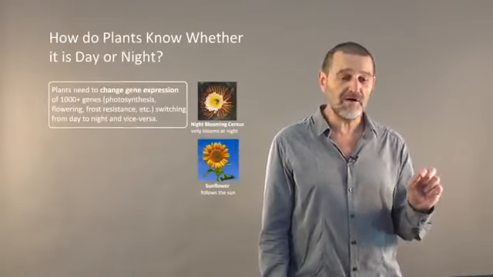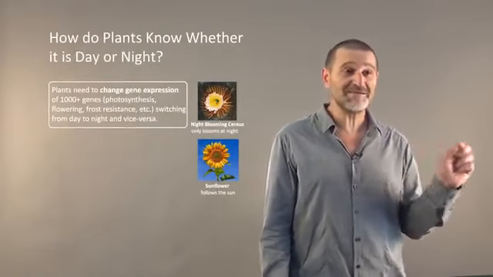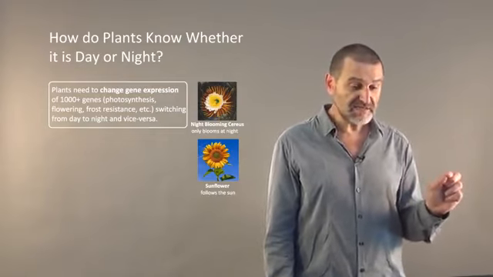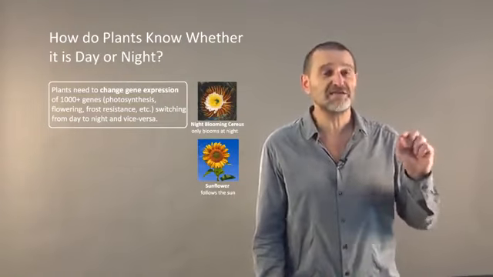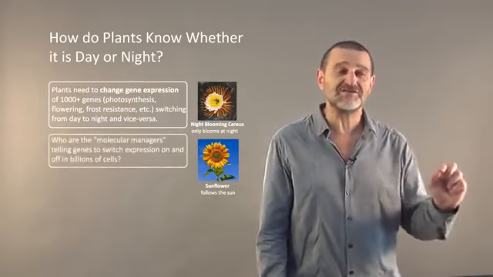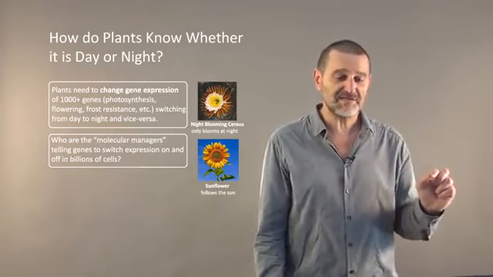has problems? Now, we will focus on plants rather than humans because for plants, keeping time is a matter of life and death. Just think about photosynthesis, flowering, or frost resistance. If you don't know what the time is, you will be damned if you are a plant. And the question arises: for the probably 1,000 plus genes in plants that should follow the circadian clock, who controls them? Who are the molecular managers who tell these genes to increase or decrease gene expression?